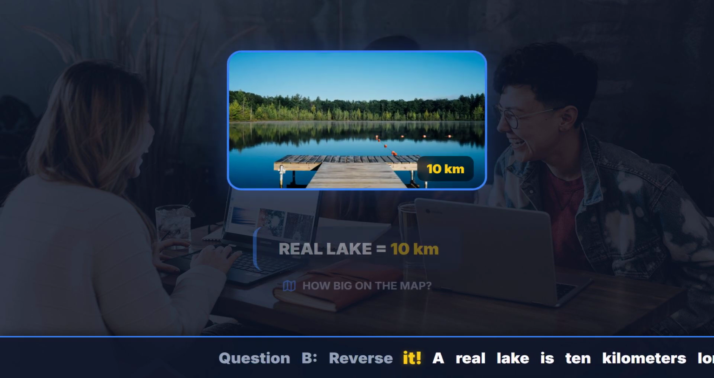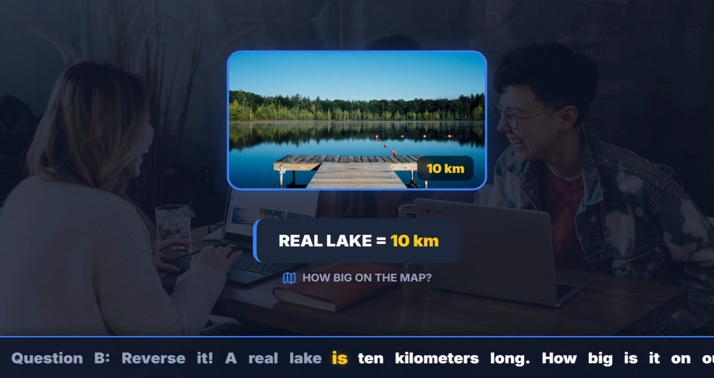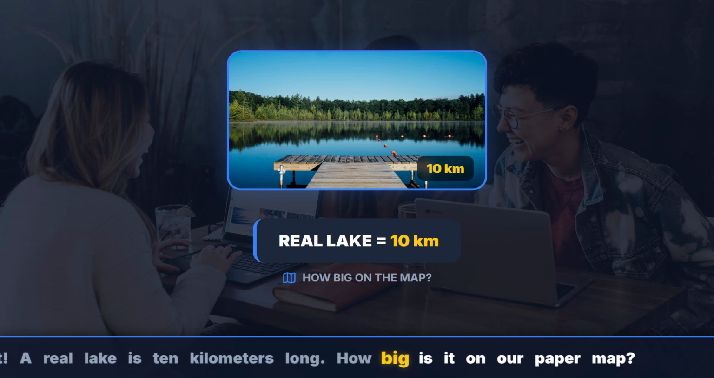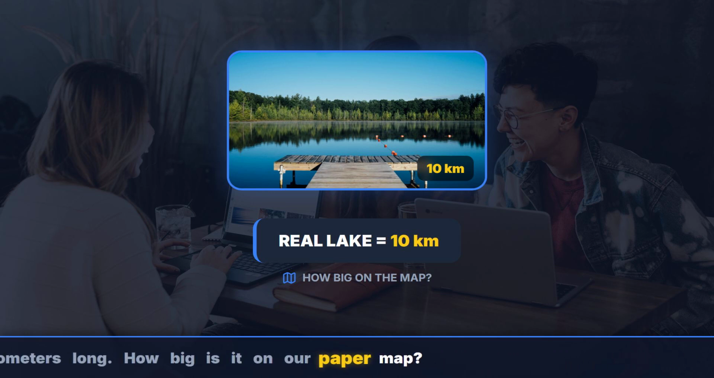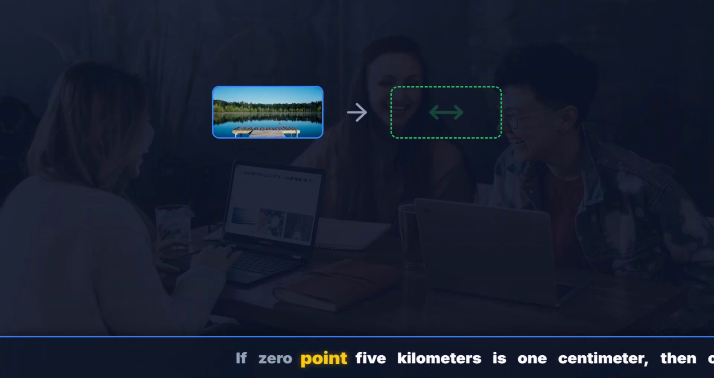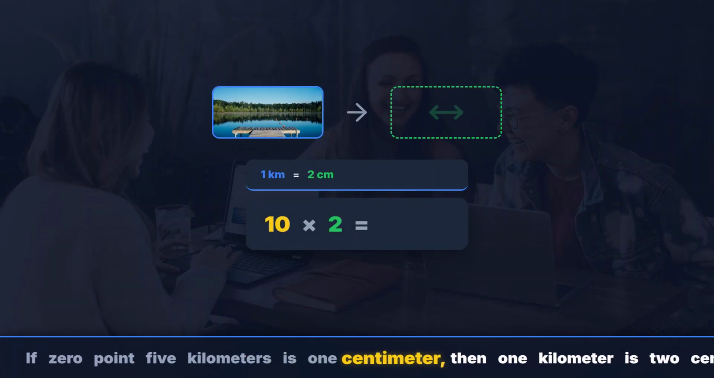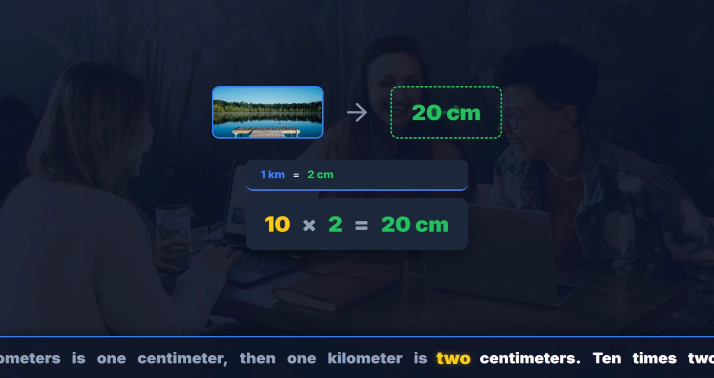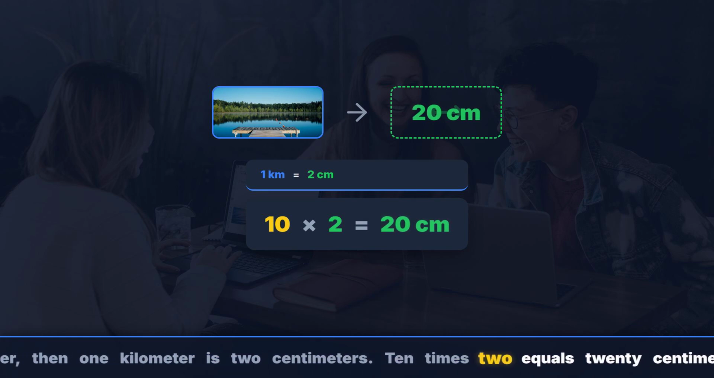Question B. Reverse it. A real lake is 10 kilometers long. How big is it on our paper map? If 0.5 kilometers is 1 centimeter, then 1 kilometer is 2 centimeters. 10 times 2 equals 20 centimeters on your map.